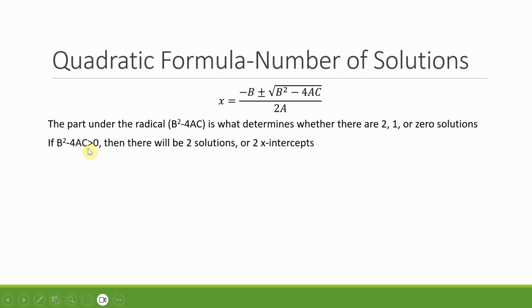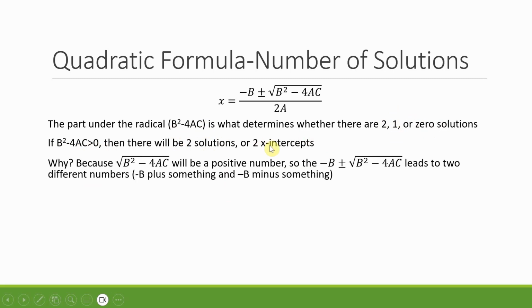If b squared minus 4ac gives me a positive number, there's going to be two solutions or two x-intercepts. Why is that? Well, when you have the square root of a positive number, you're going to get a positive number. So when I plug this into that top part of the quadratic formula, I'm going to have negative b plus a number. That's one answer. Then negative b minus a number is going to give me another number, because that plus minus has to give me two different answers. And that's fine. That's how we end up with two solutions if I have a positive number.